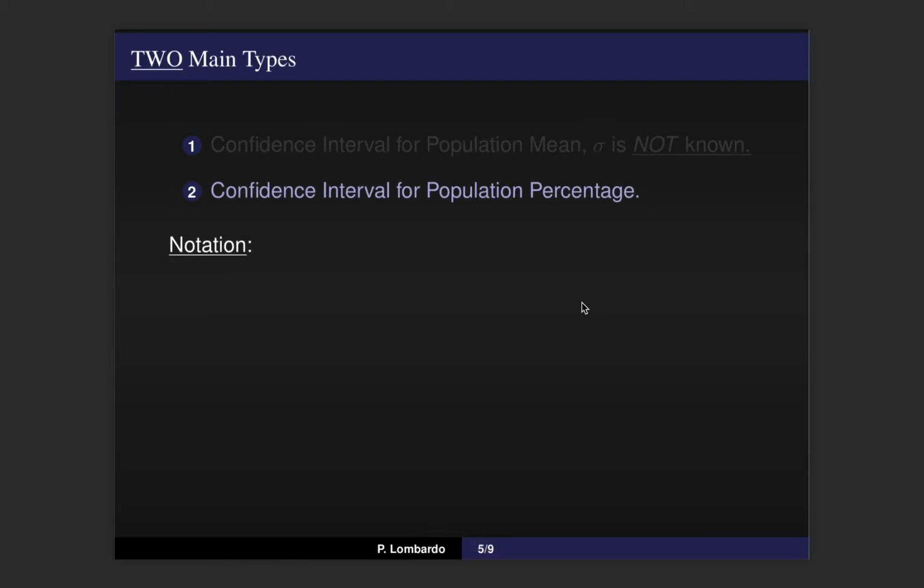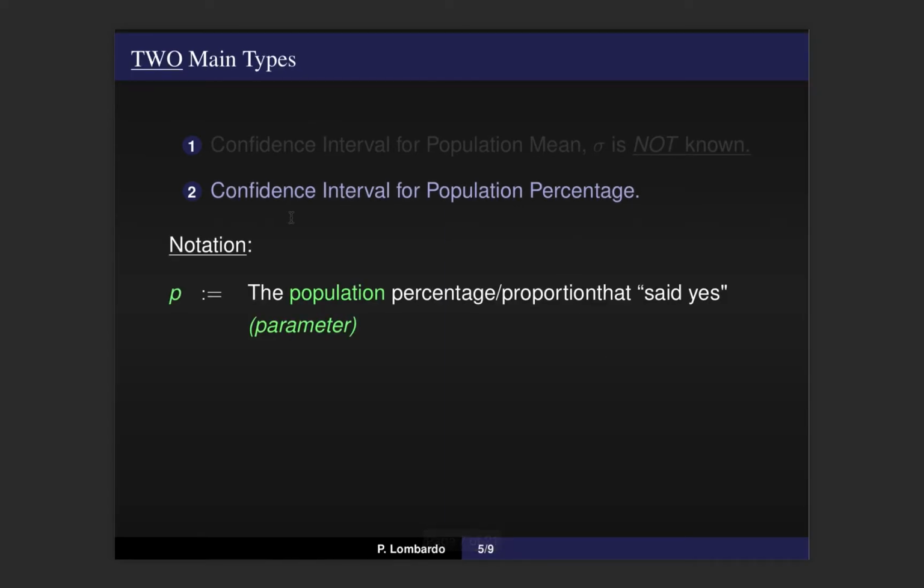Let's consider some things moving forward. First, let's set some notation. Our parameter, we're going to denote with a little p, and I'll typically put the parameters in green as you've noticed in the videos. So p is representing the population percentage or proportion that have a certain characteristic. I'm just going to think of this as they said yes to a survey question. But this could be anything. It could be they have blue eyes, they scored 70 or above on an exam, etc.